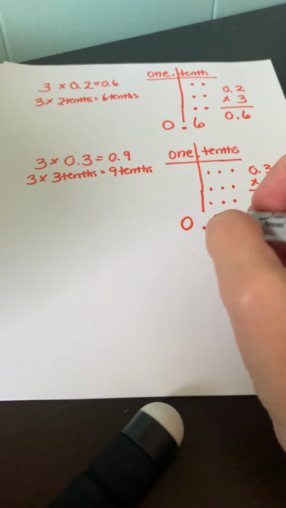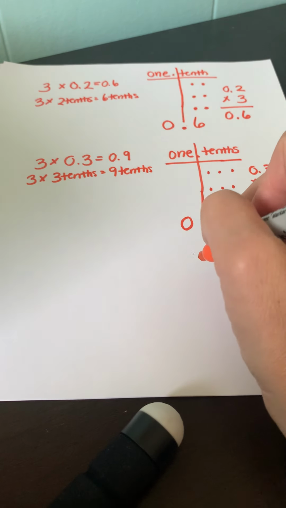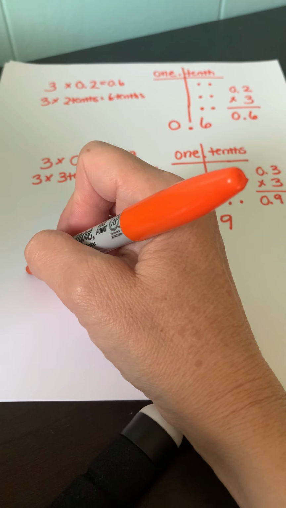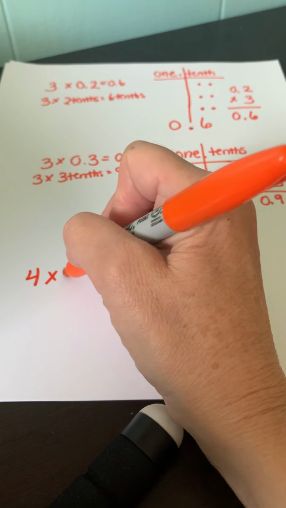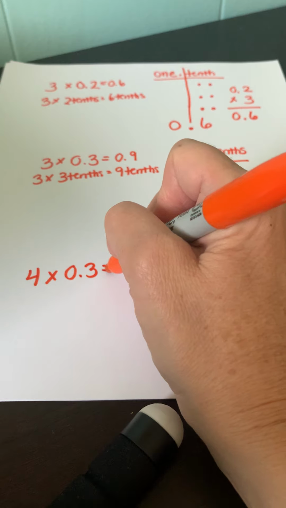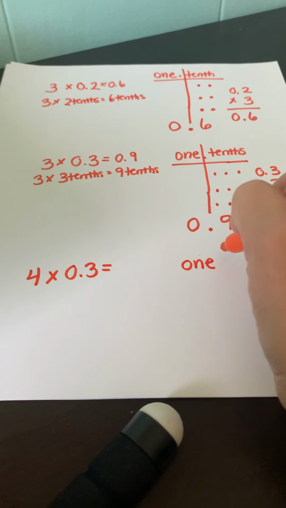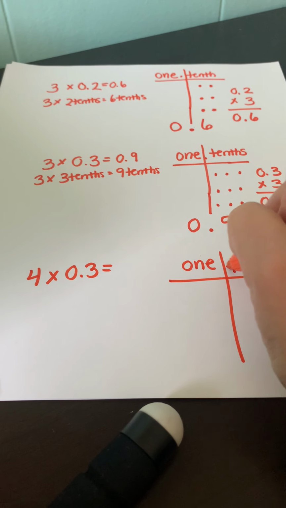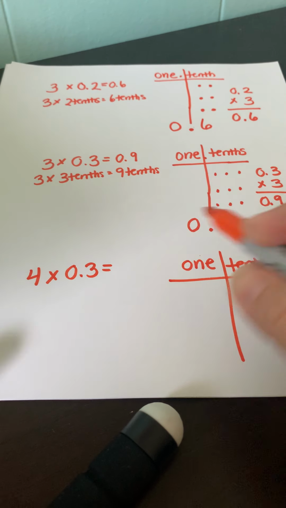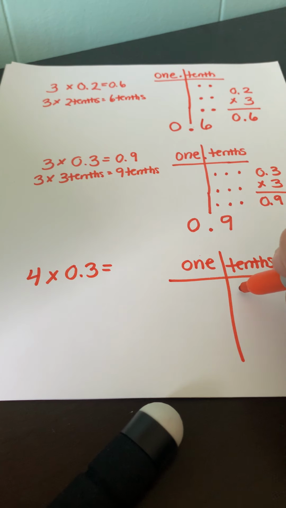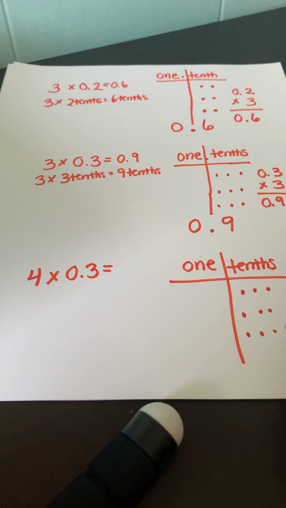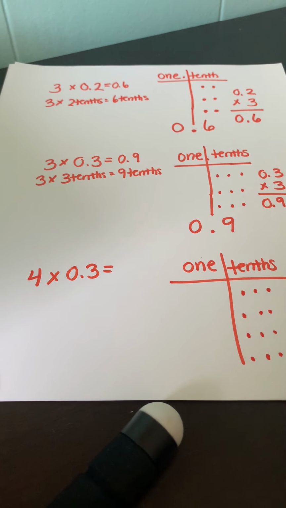Now, it can get a little more complicated than this when we have to make some bundles. So let's try another. What if I have 4 times 3/10? 4 times 3/10. Well, again, let's make our place value chart. This time I want 4 copies of 3/10. Well, this is what 3/10 looks like. Let's make 4 copies of that. There's 1 copy, 2 copies, 3 copies, 4 copies.